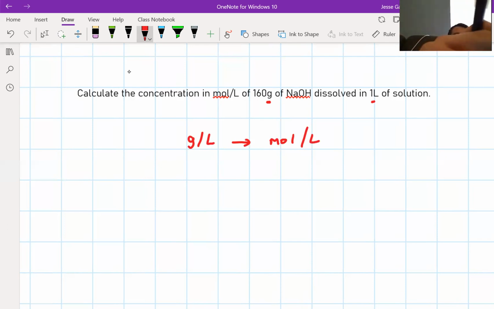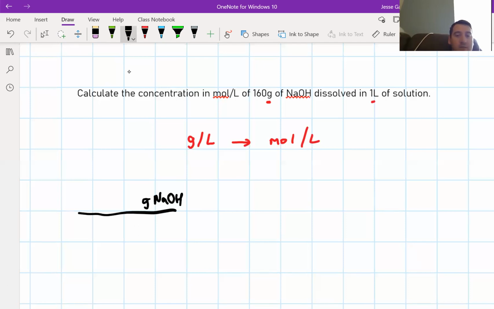All right, so the next thing we're going to do is I am going to set up the unit analysis for you and you guys can go ahead and finish it. In the beginning, we have a certain amount of grams and the substance is NaOH. We have grams of NaOH in a certain amount of liters. Times by, we're going to set up a conversion factor. It has to be equal to a certain number of moles per liter in the answer.